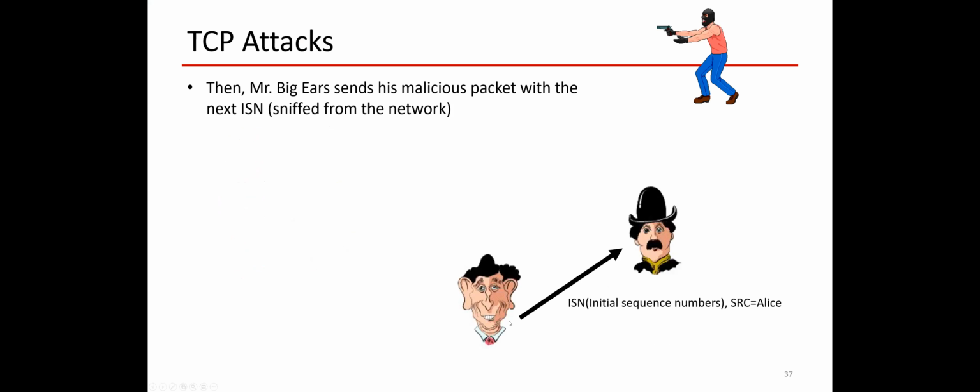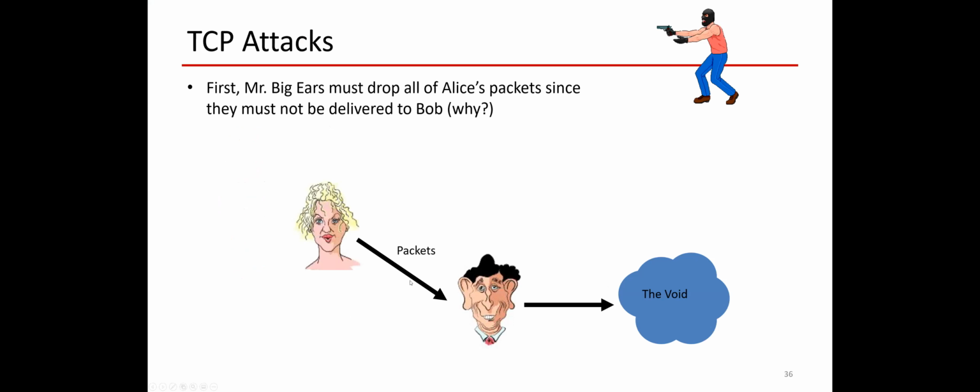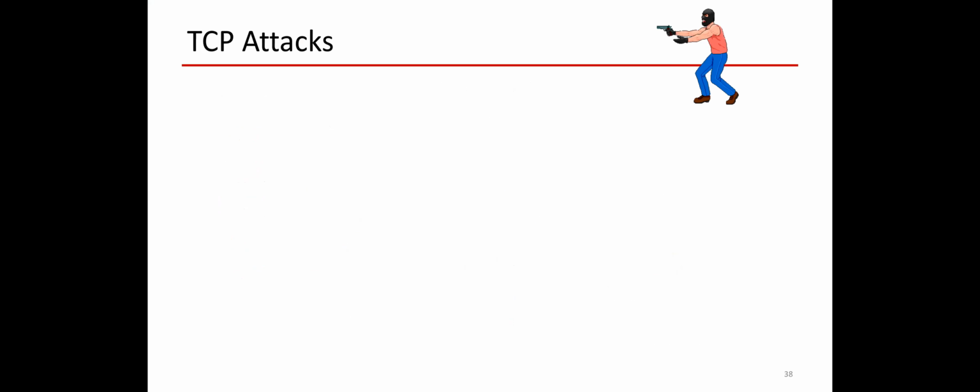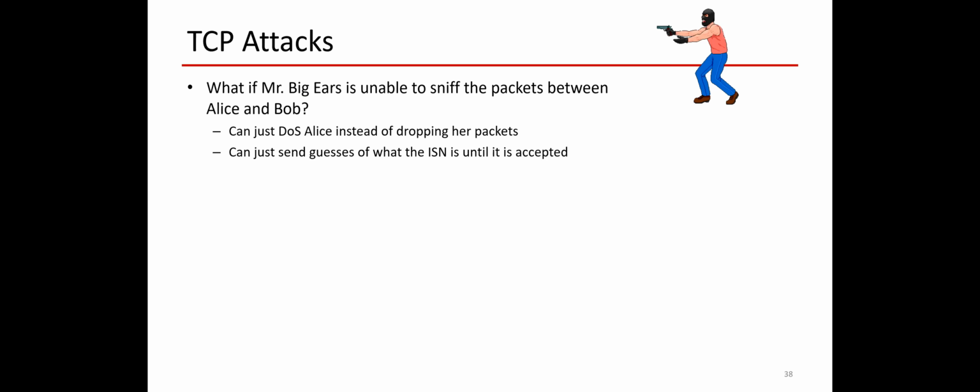Mr. Big Ear sends his malicious packet with the next ISN, initial sequence number. So he's expecting a sequence number. Then if I listen from Alice, I drop it, and I'm using her sequence number. Then I pretend I know your IP address, I know your port, I even know your ISN, the sequence number. Then Bob will be deceived, receiving the packet, and inside the packet there is malicious information.